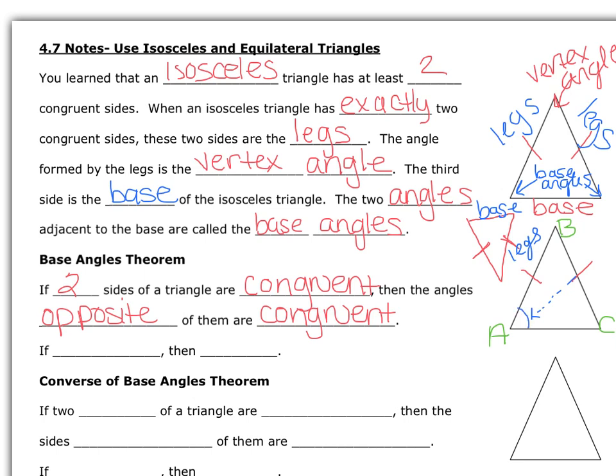So this base angle is going to be congruent to this base angle. If the sides are congruent to one another, then the angles are congruent to each other as well. Basically, if side AB is congruent to side BC, then angle A is congruent to angle C. That's how we use isosceles triangles: if the sides are congruent, then the angles across from them, opposite them, are also congruent.